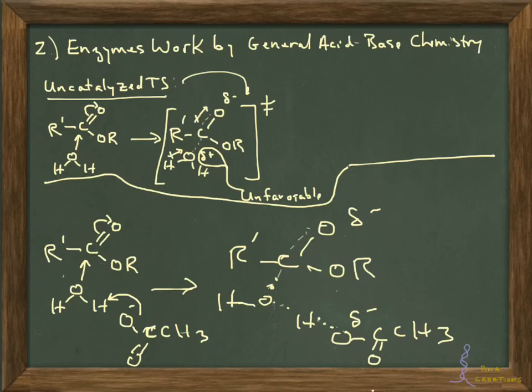But now the charge development on the oxygen has been removed. There's charge development on this oxygen, but it's okay with that minus charge because it has a low pKa. And then ultimately, you know what products this will go on to. So this is the new transition state, and this is an example of general base catalysis. I didn't write that down.